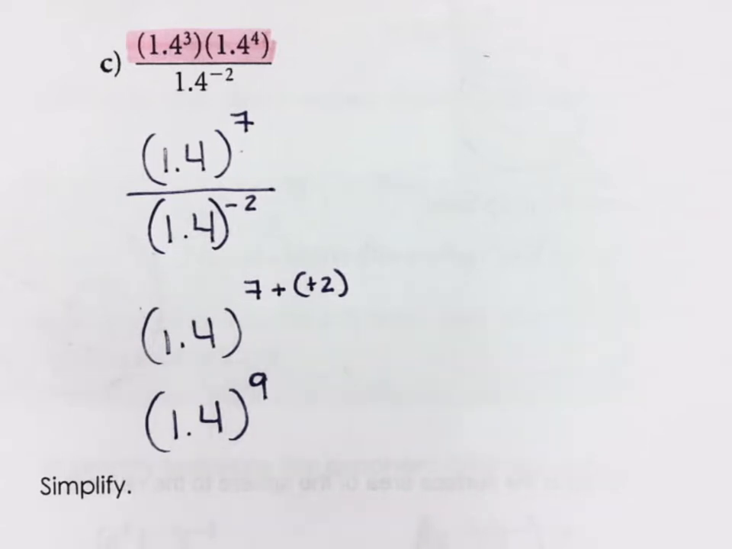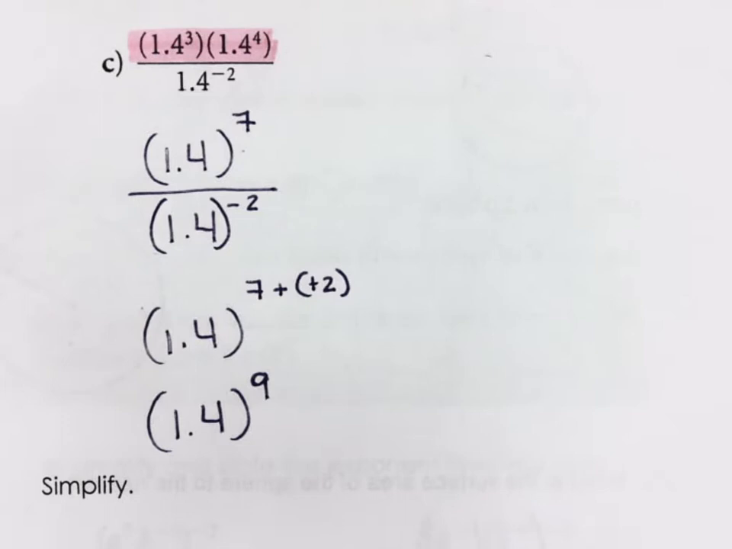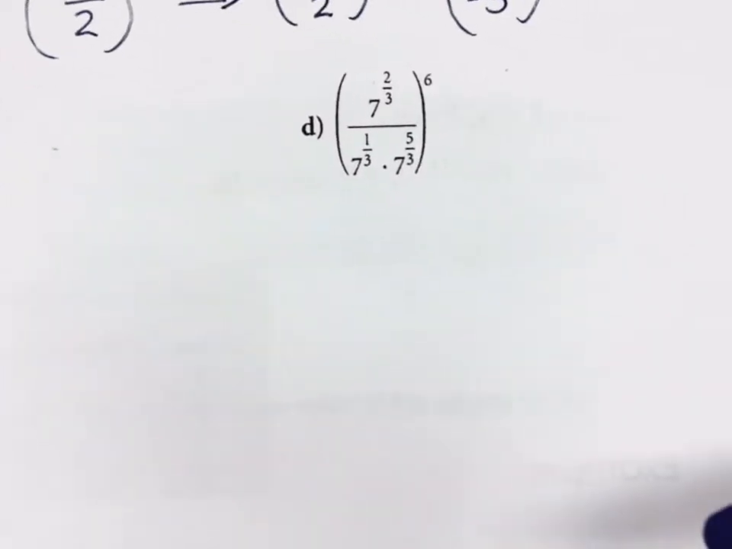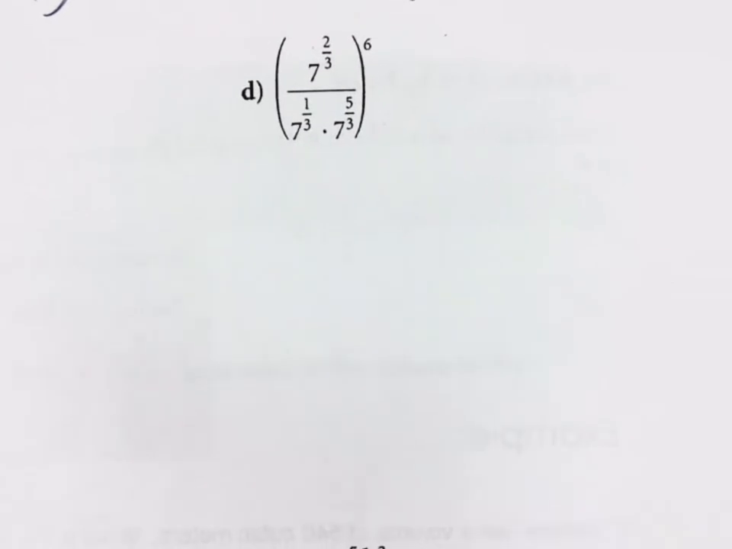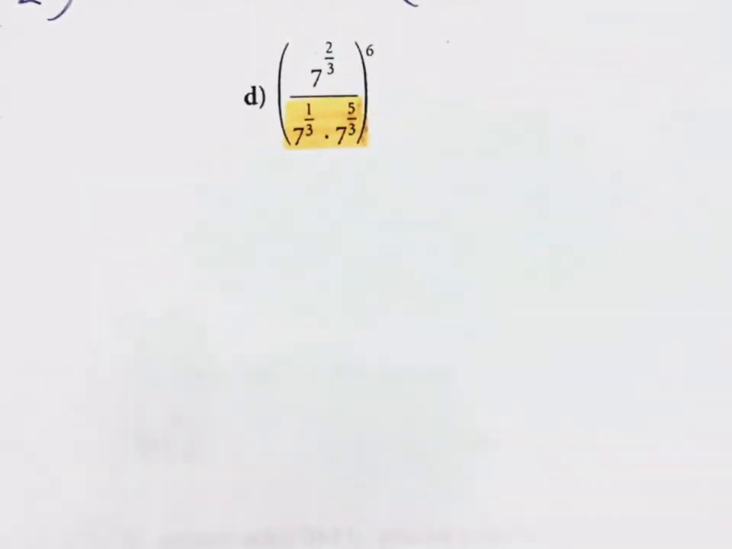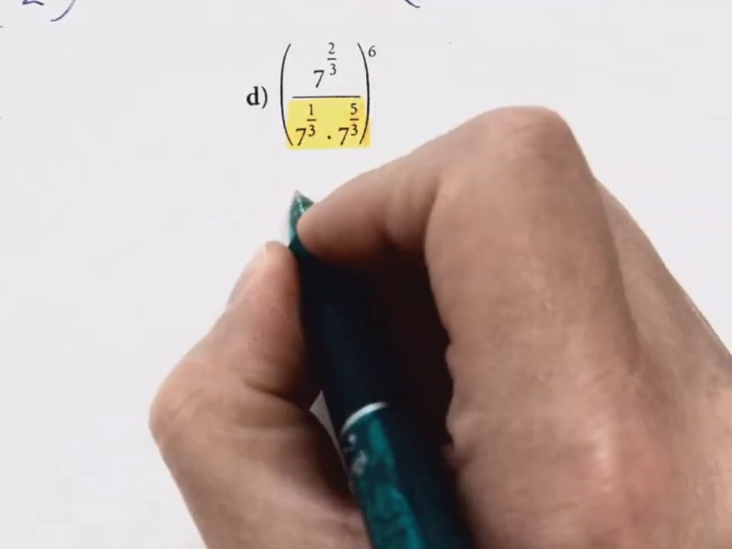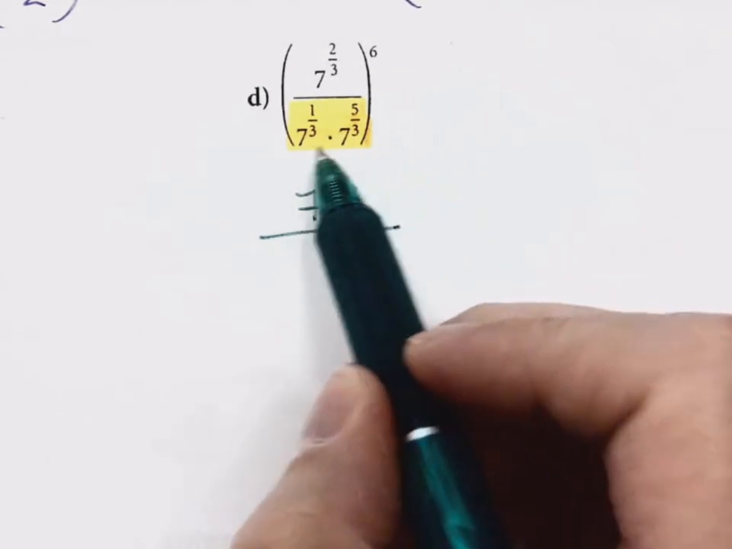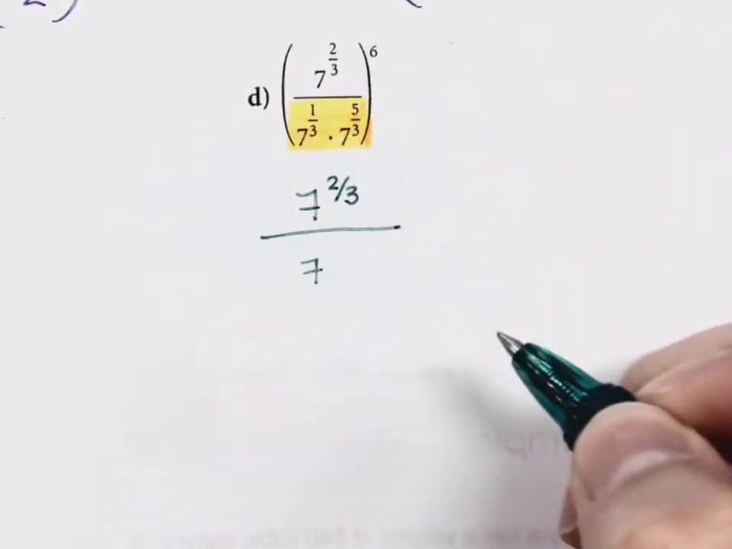Oof. This one has a lot of things in it. Okay, first thing I'm going to do is deal with this denominator first. And now we've added fractions in, which was less than 4.4. So we're going to keep the numerator of 7 to the 2/3. The denominator, we're going to keep the base of 7, and we're going to add the exponents.